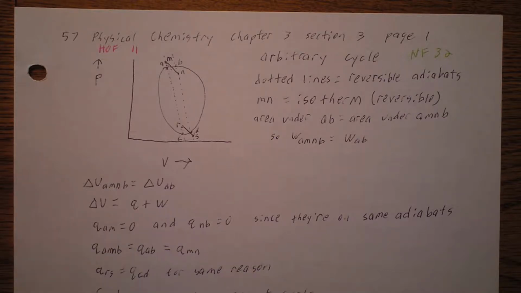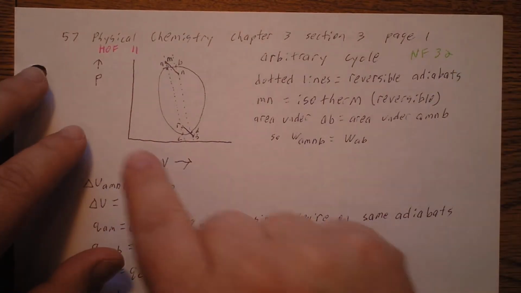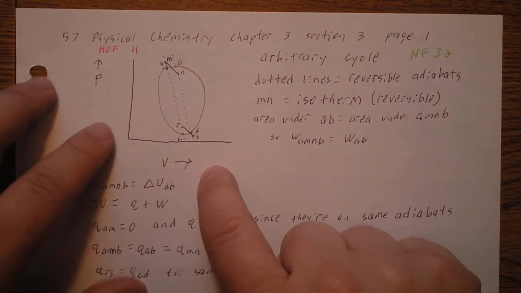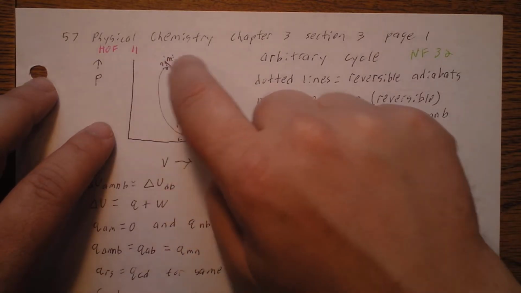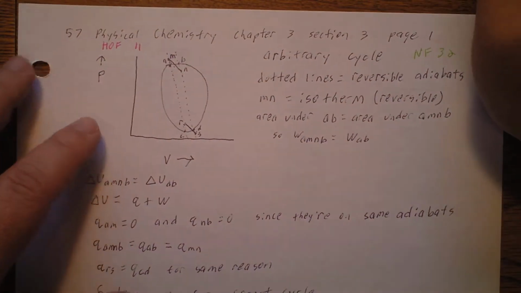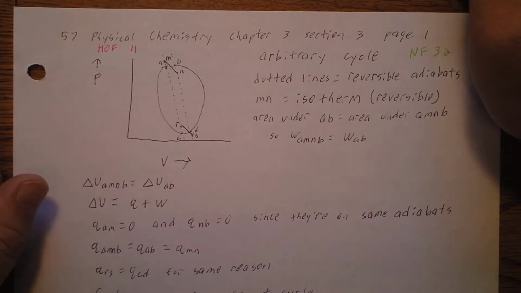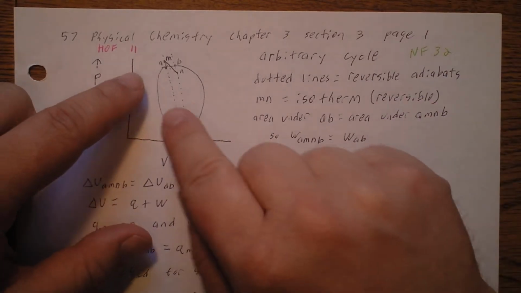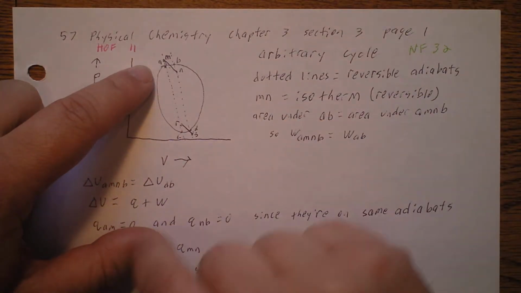Continuing on Physical Chemistry Chapter 3, we're beginning Section 3 now. Now we're going to talk about an arbitrary cycle. So notice we've graphed pressure versus volume again, just like we did before, and we've got some arbitrary cycle here. It kind of looks like a circle, but it could have been a triangle. Nobody cares. So we've got some points along here.